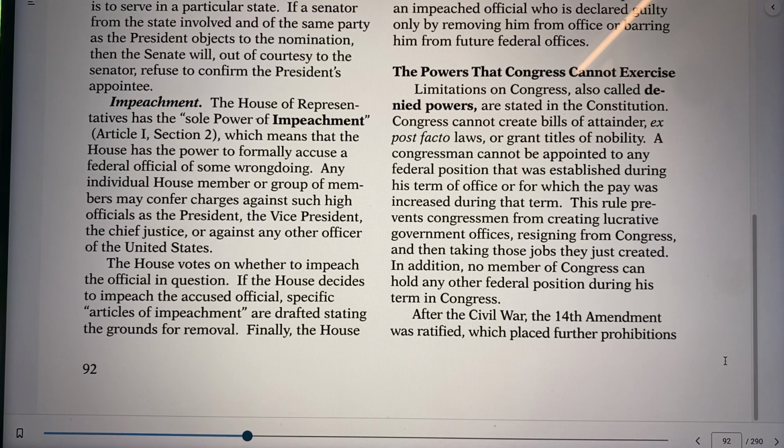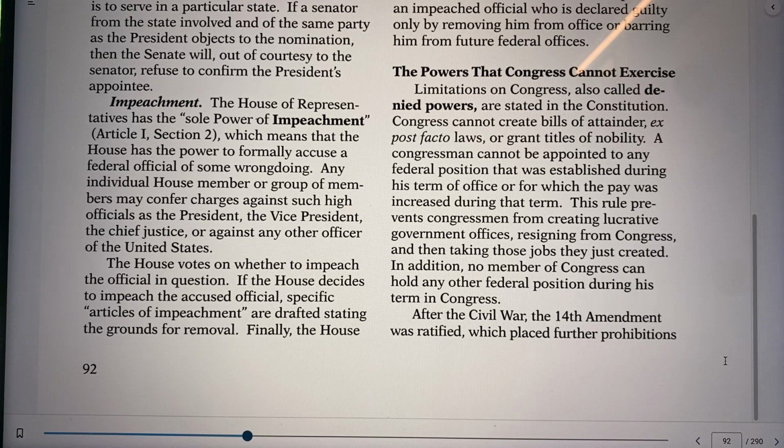They cannot be appointed to any federal position that was established during their term of office or whose pay was increased during it. So basically, they cannot be appointed to a federal position that was created or had its pay increased, so they could not use the position for their own good instead of for the good of the country.